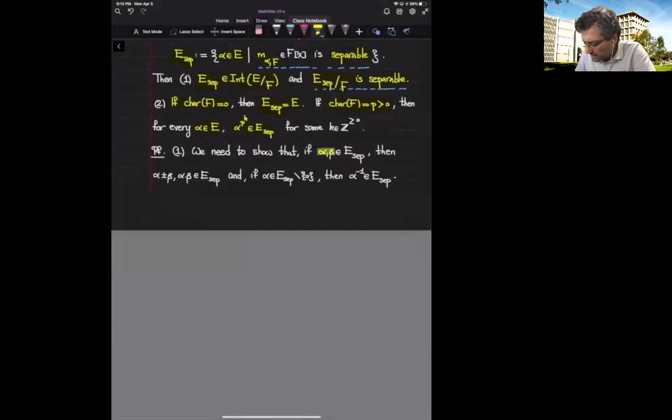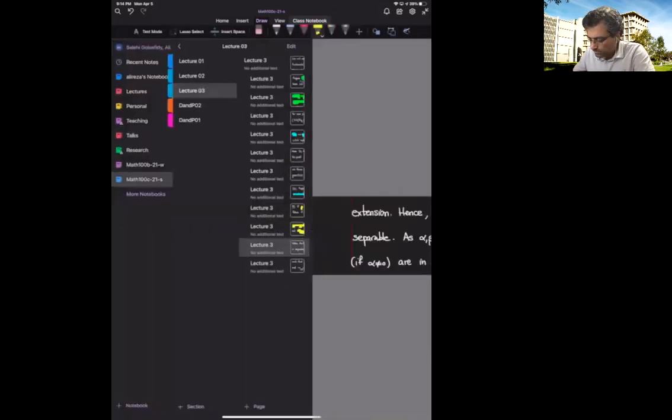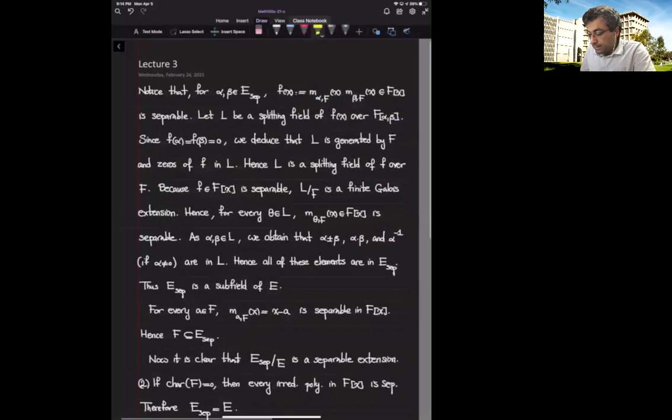I have to pick two elements inside this set, and then I have to argue that when I add them or subtract them, and when I multiply them, I will still be inside the same set. And if I give you some element inside this set that is not 0, then its inverse is also inside this set. These are the statements that I need to prove. So it has some similarities with the proof that when I put all the algebraic elements together inside some arbitrary field extension, I end up getting a subfield.